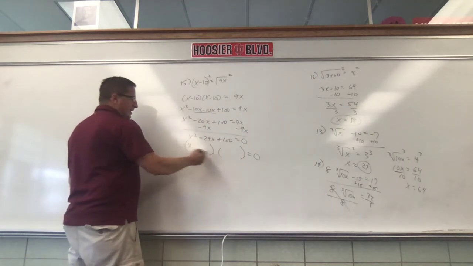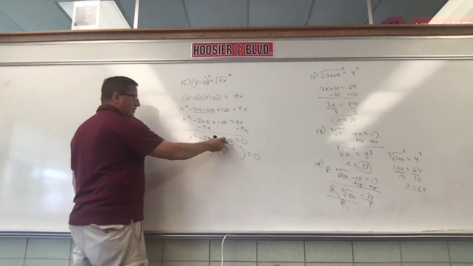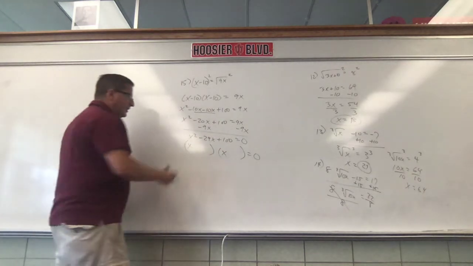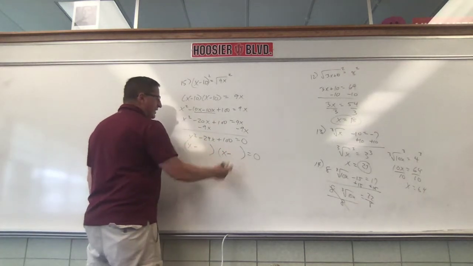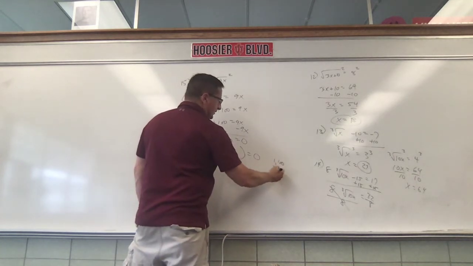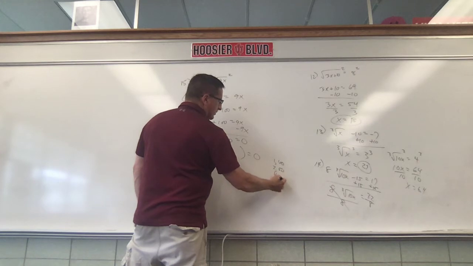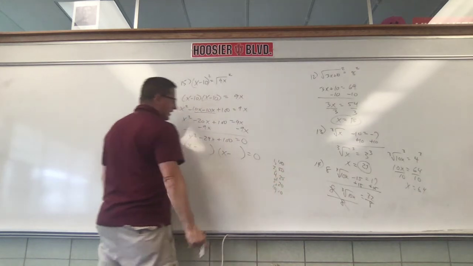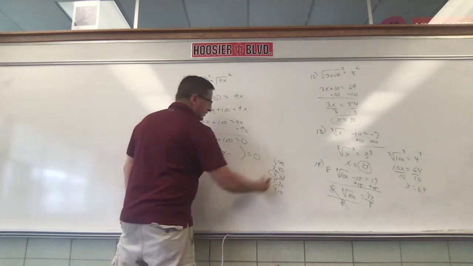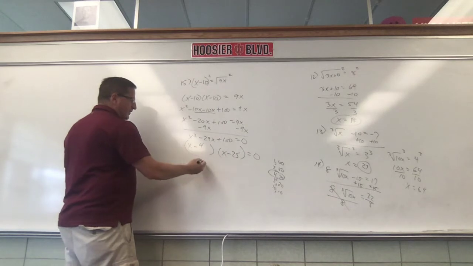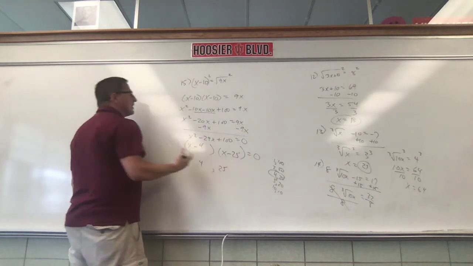x squared is x and x. We ignore our middle. We look at our last. Our last is the positive, so it's either positive, positive or negative, negative. Well, we've got to get negative somehow, so negative, negative. How do you get 100 by multiplying? A bunch of ways. 1 and 100, 2 and 50, 4 times 25, 5 times 20, 10 times 10. They have to add to 29. So we want 4 and 25. So it looks like our answers are positive 4 and positive 25.